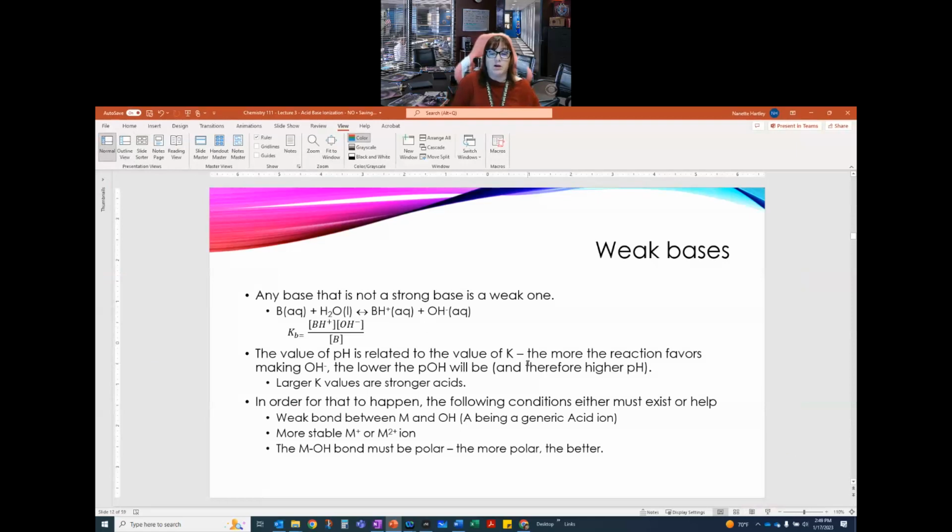So, weak bond between the M and the OH so that can come apart. That's one way. We need to have a more stable metal ion if we're losing the OH minus. And the MOH bond must be polar. Okay, so that metal wants to lose those electrons in that case. Now, if we're picking up a proton from other things, we have to have a greater affinity for that proton to the base, so like to NH3, than we do for OH minus. Okay, and that's what I was saying before. All right.